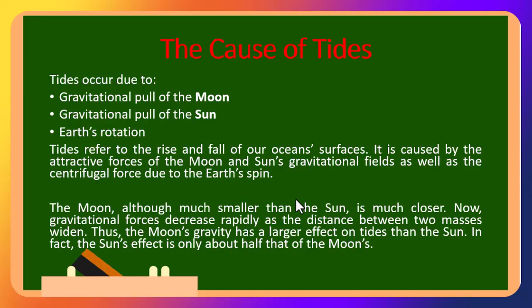The moon, although much smaller than the sun, is very close to earth. Gravitational force decreases rapidly as the distance between the two masses widens, so the sun's effect is less compared to the moon. Thus moon's gravity has a larger effect on tides than the sun. In fact, the sun's effect is only about half that of the moon. Even though the sun is very big, it is far away, and the moon is very close to earth. So due to the moon we have a tidal bulge.